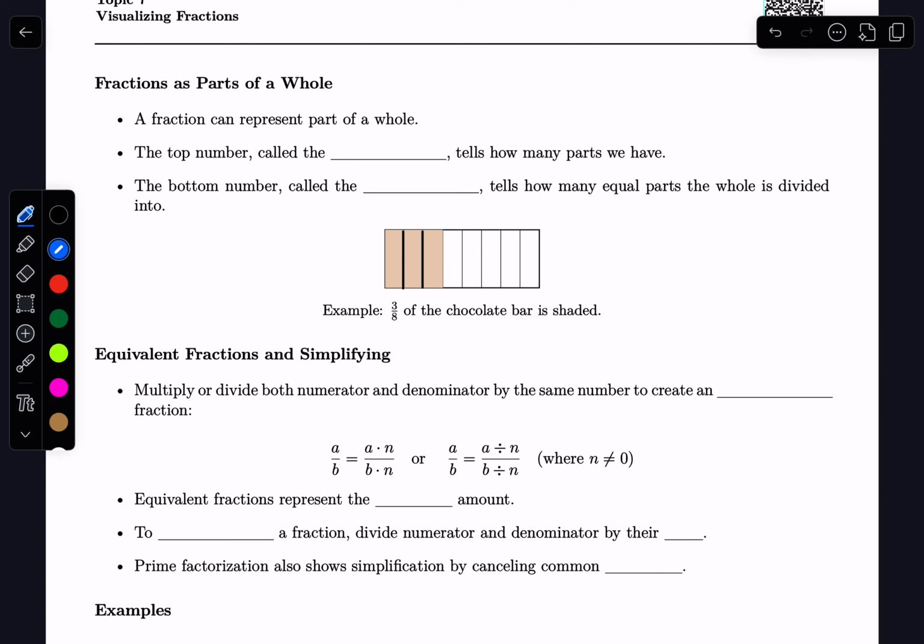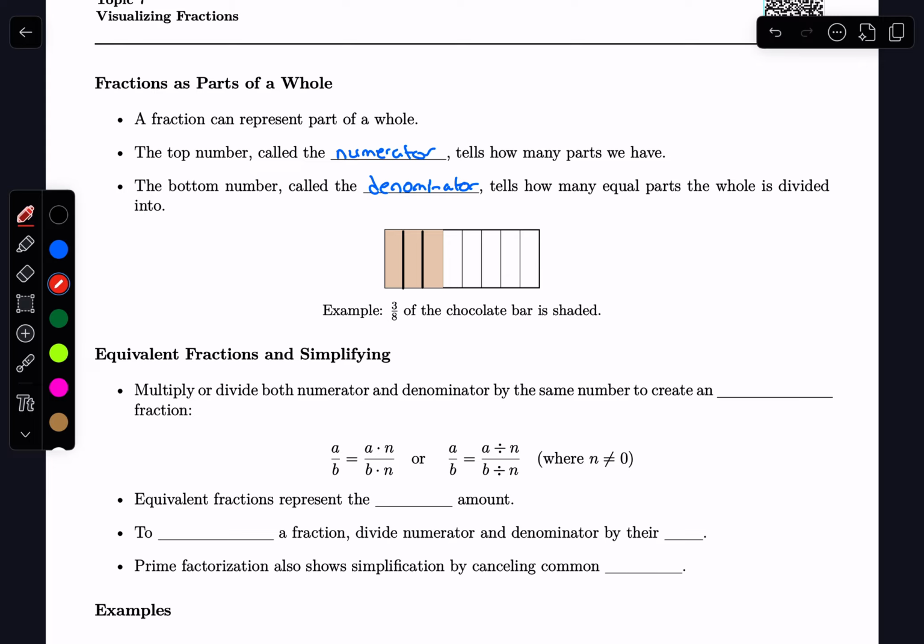The top number of the fraction, which is called the numerator, tells how many parts we are including, and the bottom number of the fraction, which is called the denominator, tells us how many equal parts the whole is divided into.